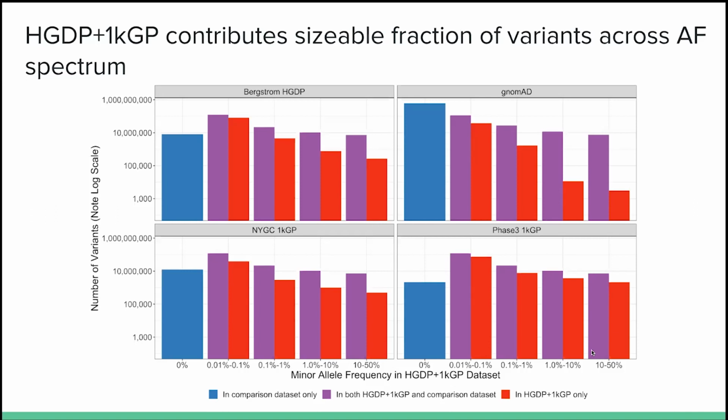However, rare variants are particularly enriched in all of the comparison data sets aside from Nomad. The HGDP dataset in these comparisons contains the largest proportion of rare variants. I'll also note that few variants in the phase 3 1000 Genomes dataset were not in the HGDP dataset or the New York Genome Center 1000 Genomes dataset, because the samples were entirely overlapping between those two.